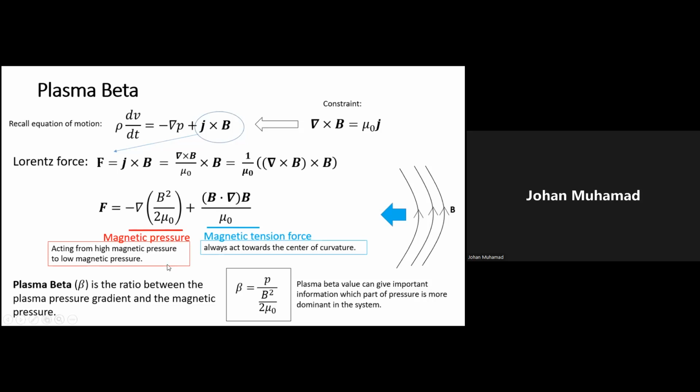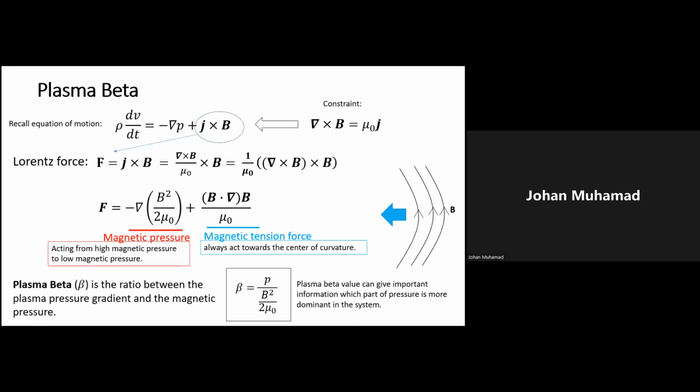So this plasma pressure gradient, this one, the P, and the magnetic pressure with this one. So we are not talking about the magnetic tension here in plasma beta. So plasma beta equals plasma pressure to magnetic pressure. It is the same form as this, you can compare this, it's almost the same. So plasma beta value can give important information on which part of pressure is more dominant in the system, whether the plasma is more dominant or the magnetic field is more dominant.